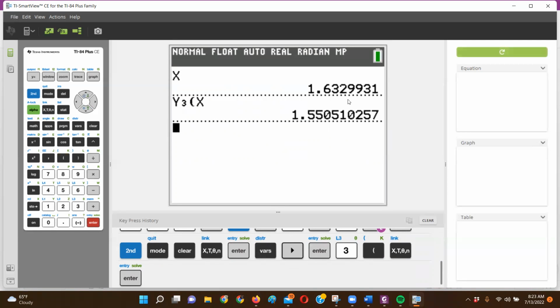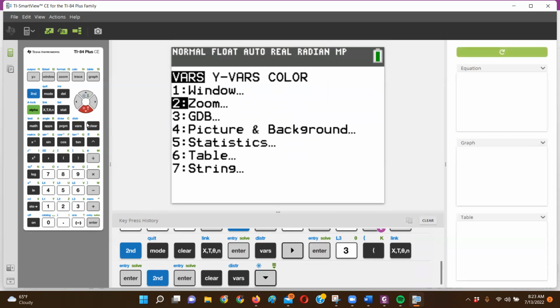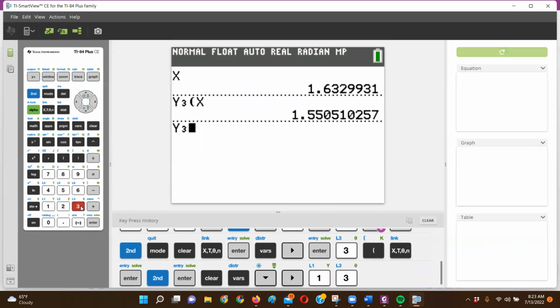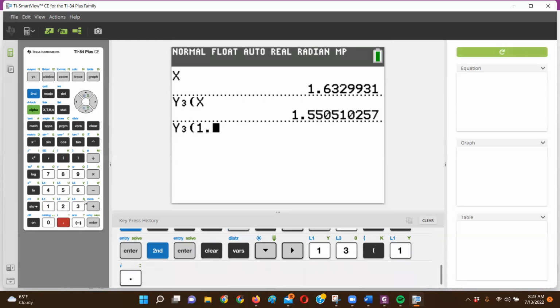Here, let me show you this. If I were to do 1.5, whoops, what did I just do? Y-vars, function 3. Let's just do this for 1.5. It should be bigger. No, let's not do 1.5, that's too close to 1.55. Let's go to 1.4. That number should be bigger than the 1.55, right? Because the function's decreasing until that critical value. And sure enough, it is.